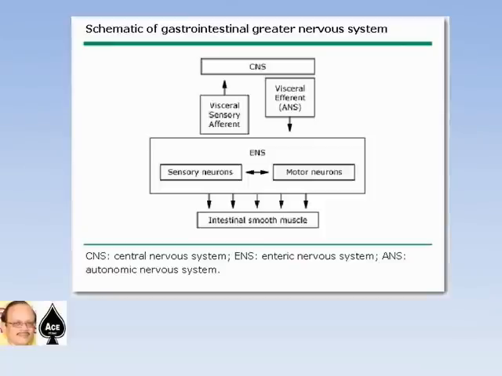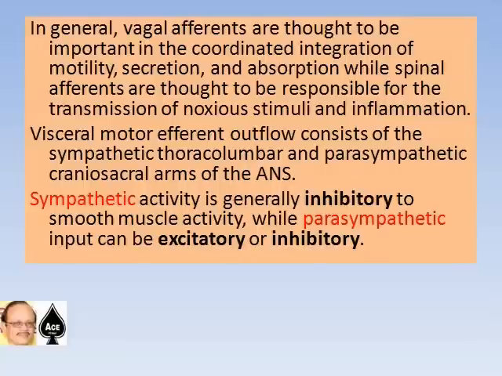The schematic of the gastrointestinal nervous system: the CNS, visceral efferent system, ANS, the ENS, sensory neurons and motor neurons, and they go to the intestinal smooth muscle. The visceral sensory afferent goes to the CNS. CNS means central nervous system, ENS means enteric nervous system, ANS means autonomic nervous system.